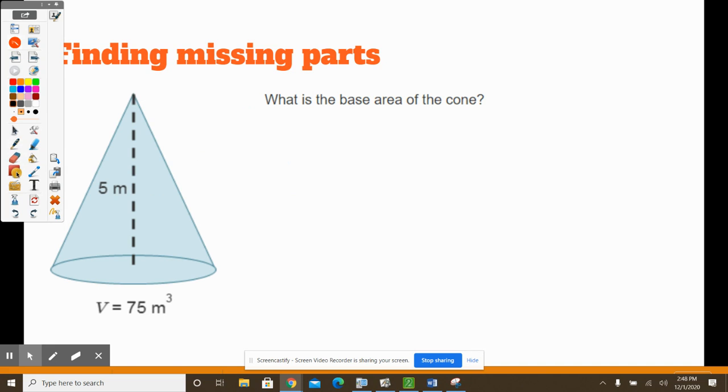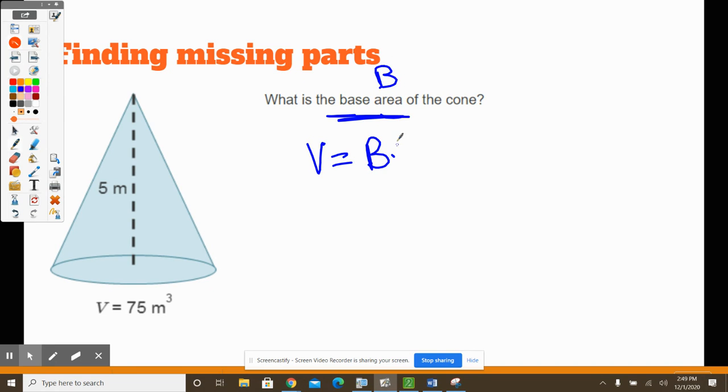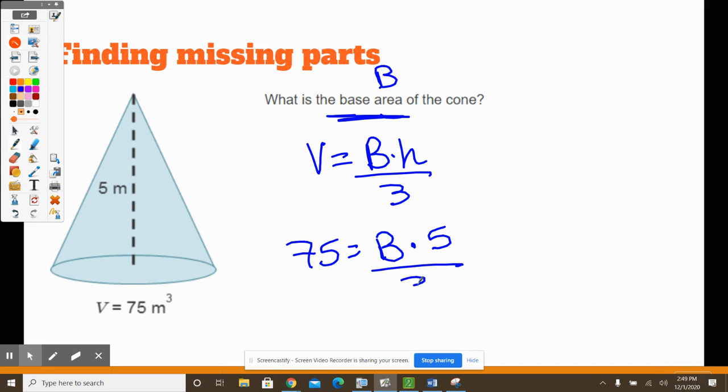Okay, now what if you're finding a missing part? So what does that look like? This time they want to know the base area. That's big B. So they're telling me to use the big B times H divided by 3. And they're going to tell me some facts. They tell me that the volume is 75. They want us to find the big B. They tell me the height is 5 and we're dividing by 3.